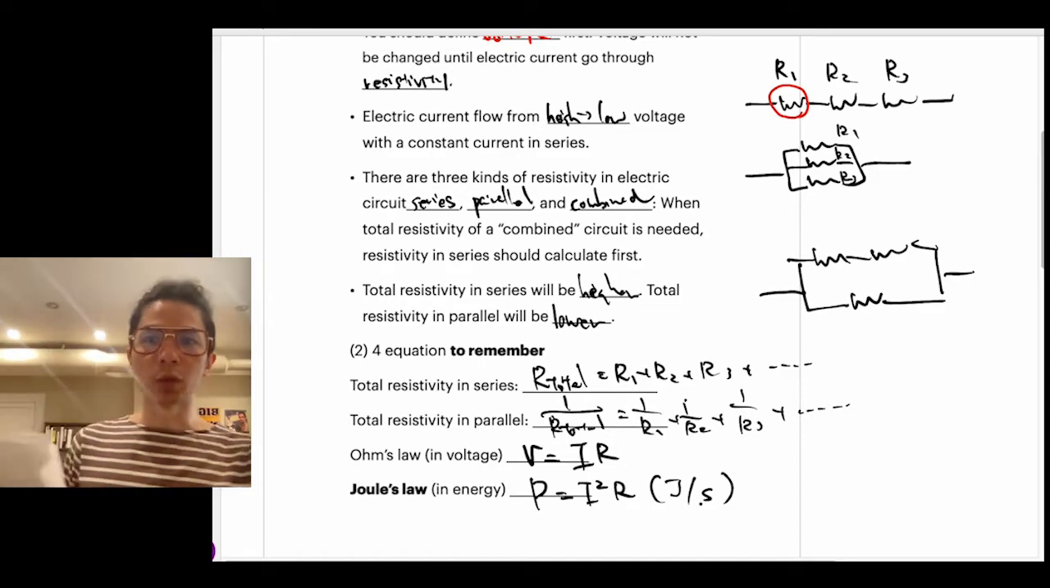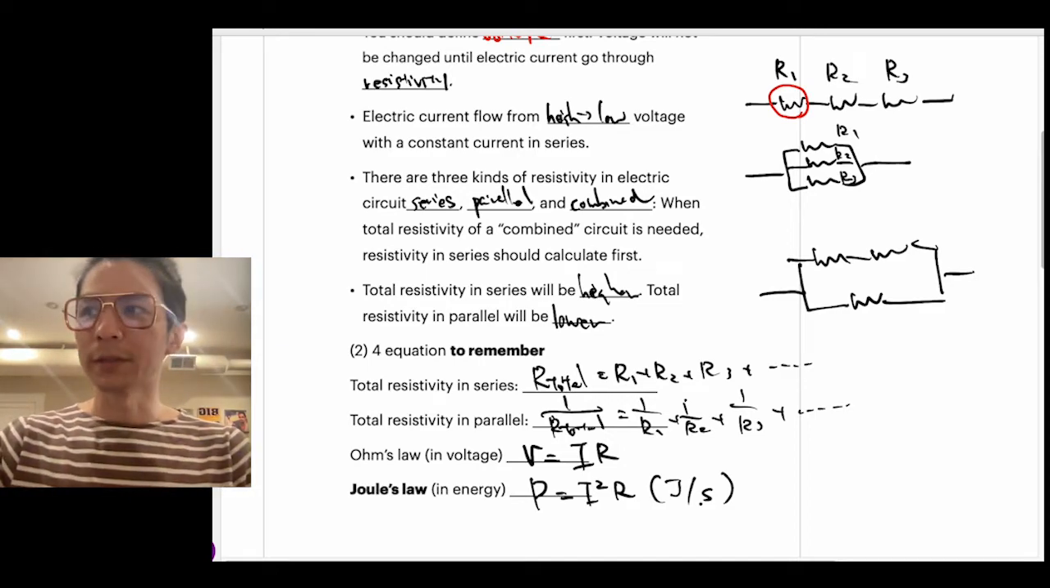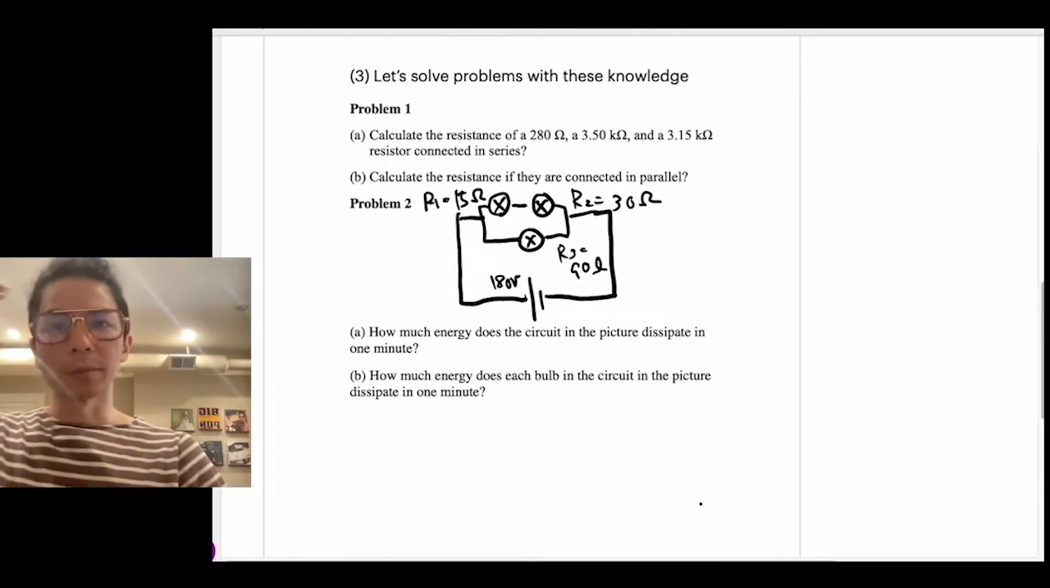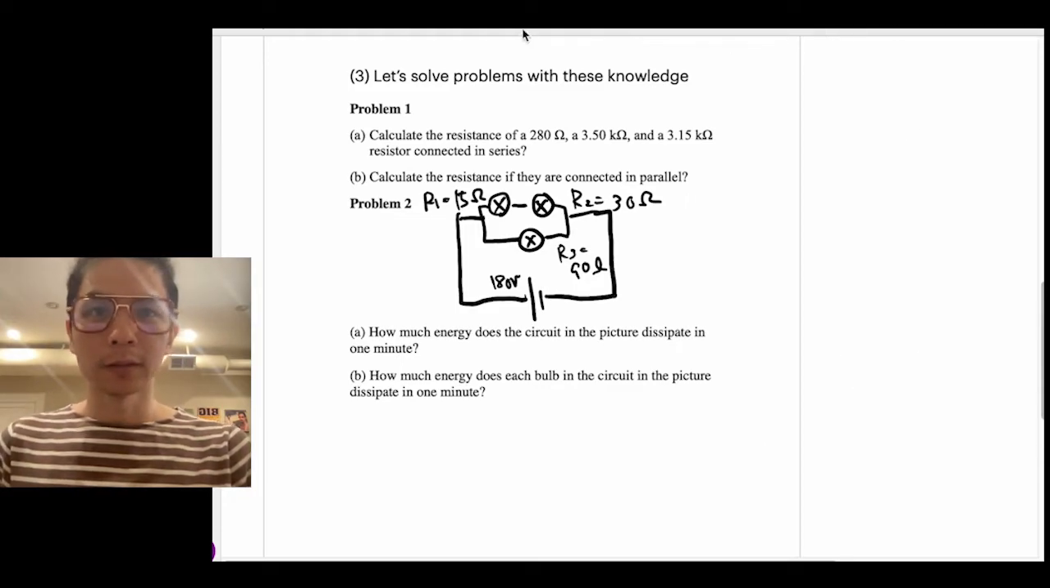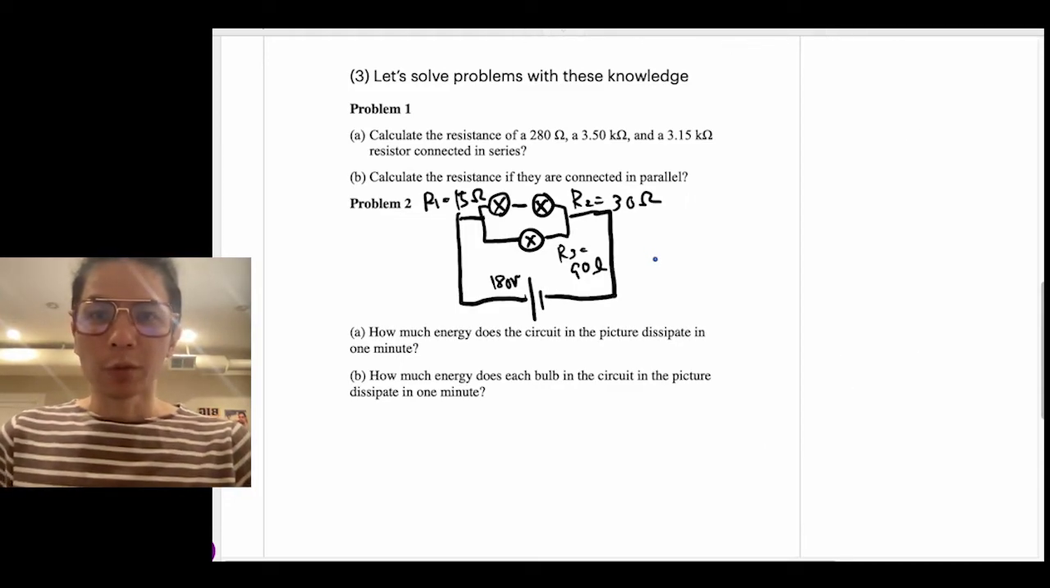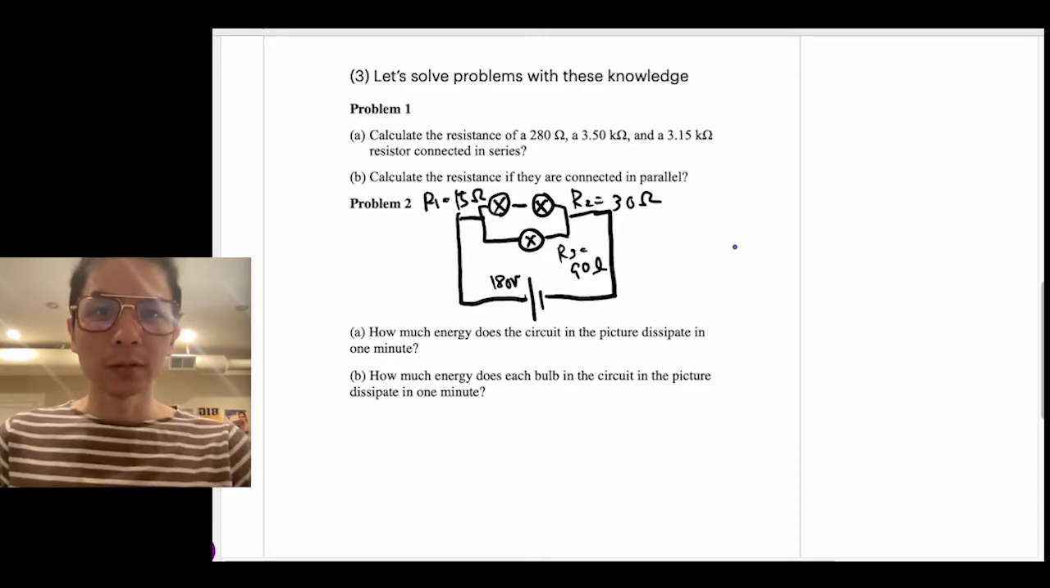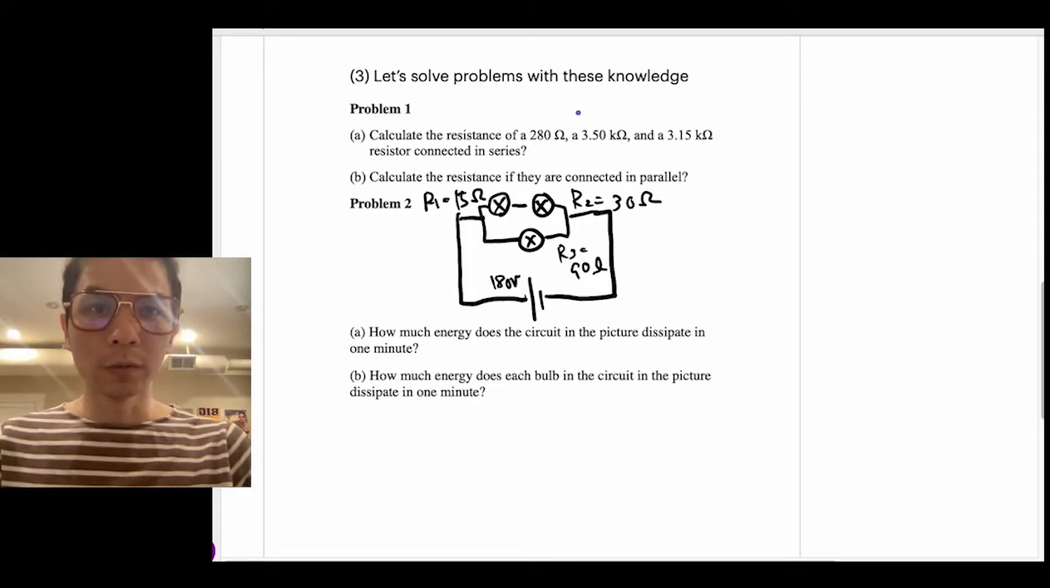It's pretty simple, so let's do the problem set. We have two problems here. Now problem 1: calculate the resistance of 280 ohm and 3.50 kilo ohm, which is 3500 ohm, 3100 ohm, and 3.15 kilo ohm, which is 3150 ohm.